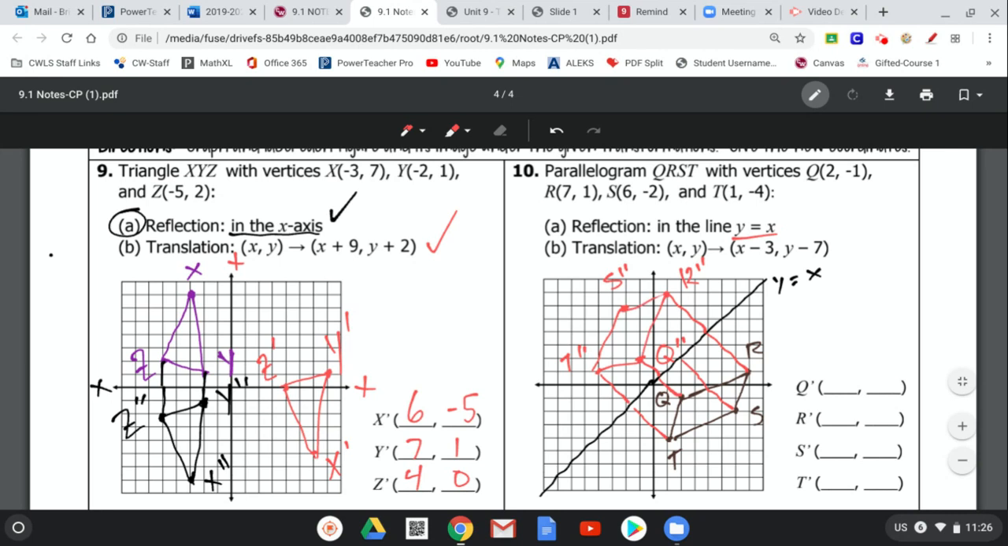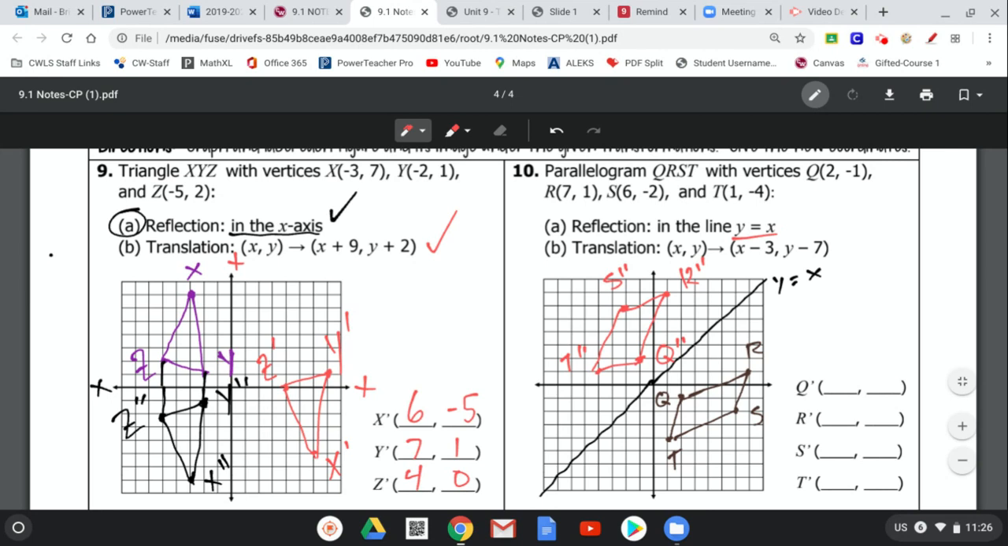Okay, so we have the first part done. We reflected it over the line y equals x. So I'm going to erase all these lines just so you have a clean copy to look at.